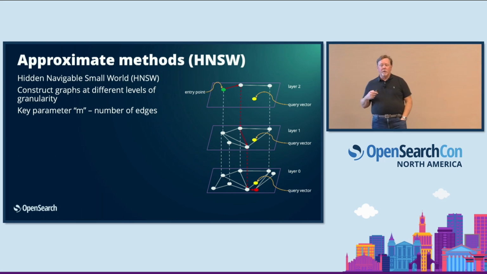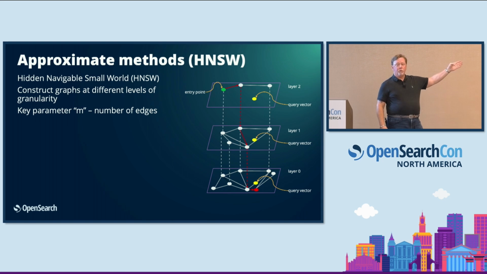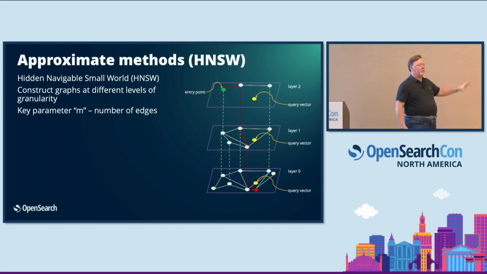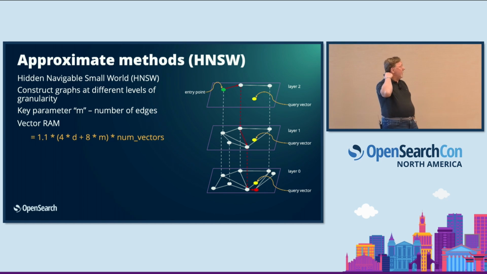Key parameter here is the number of edges, in terms of storage and in terms of efficiency. So this is parameterized. You can set it, the default is 16 edges per node. And all of the graph construction, all of that's automatic. As I said, that's done at indexing time.